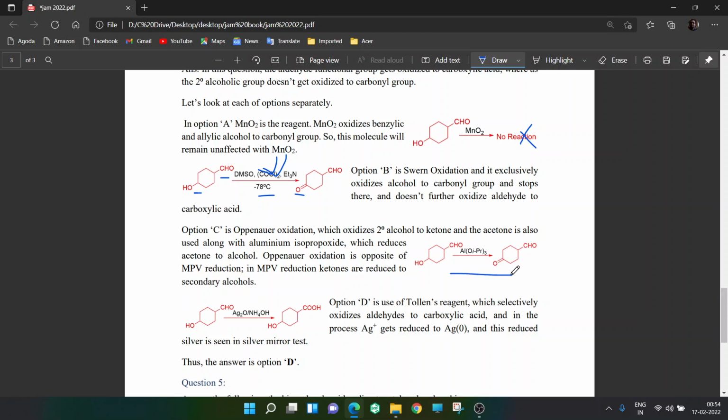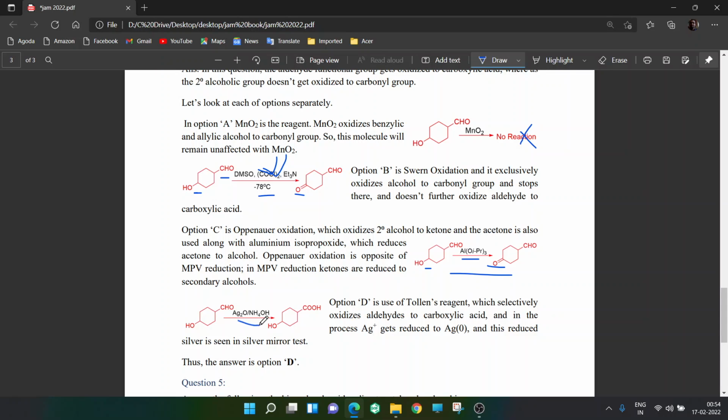Next is interesting. This is Oppenauer oxidation. Oppenauer oxidation is the opposite of MPV reduction. Here you use aluminum isopropoxide, and generally we use acetone along with it. That will oxidize a secondary alcohol into a ketone. Very important: secondary alcohol into ketone, and acetone gets reduced to alcohol.